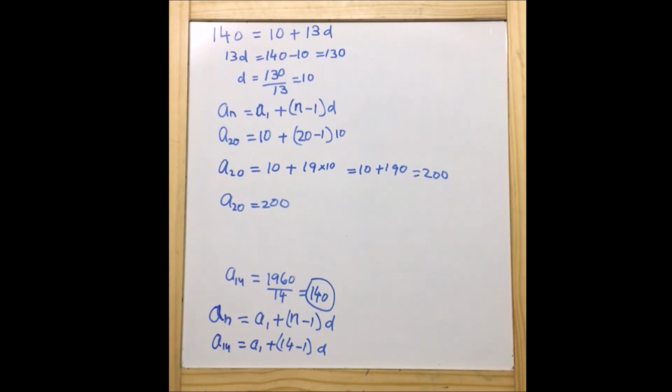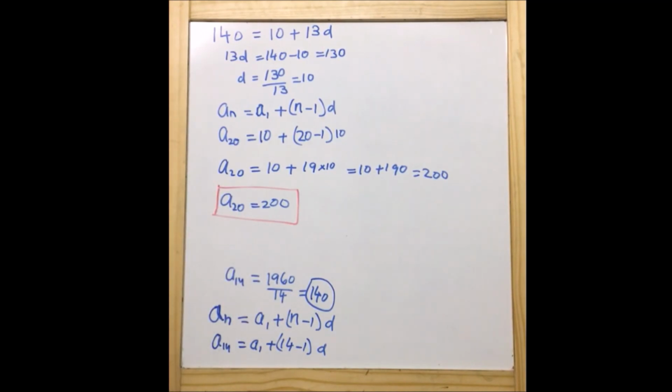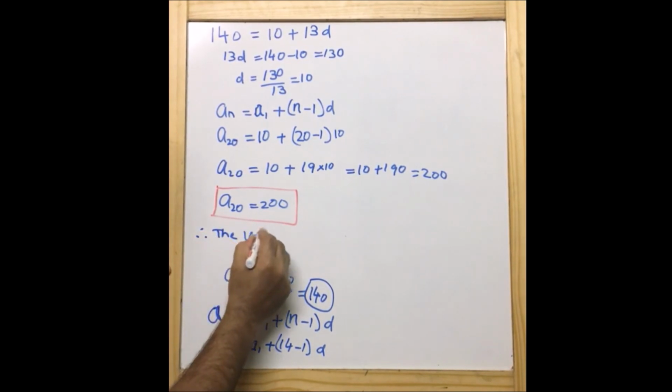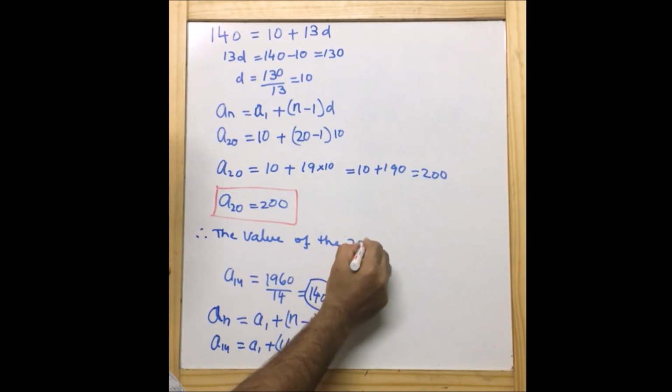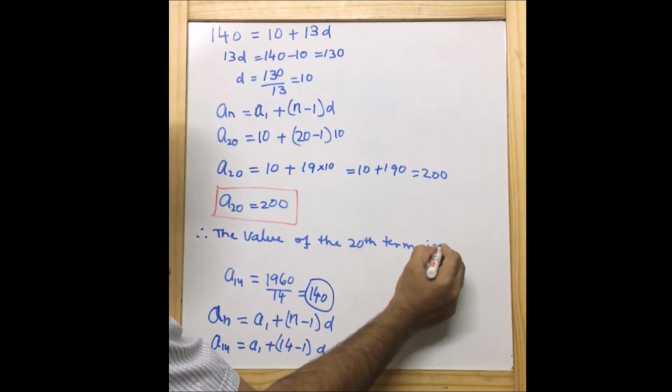That's all, because as per the question we need to find out the value of A20, and we are able to find it. So we can write, therefore the value of the 20th term is 200.